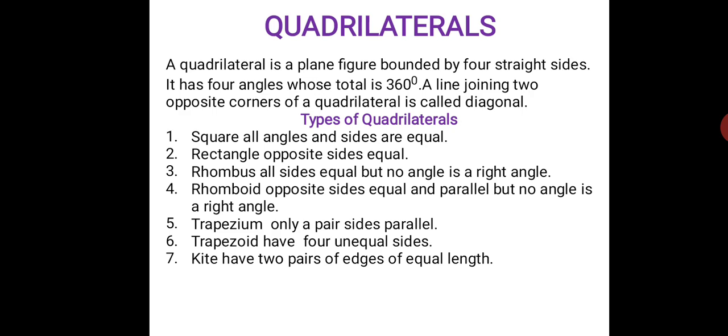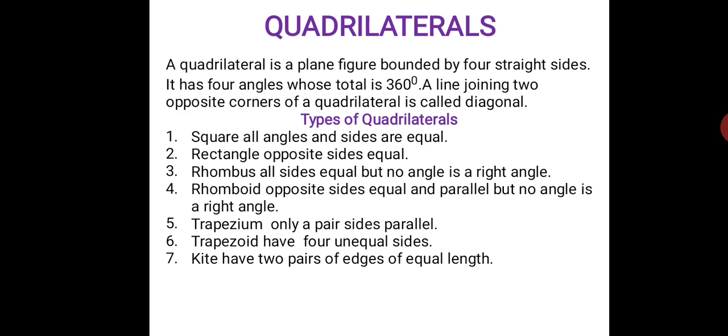You have rhomboid. Rhomboid is also formed from a rectangle. All the opposite sides are equal, but no angle is a right angle. That's a rhomboid. You have trapezium. This one has a pair of sides parallel. It has only a pair of sides parallel.